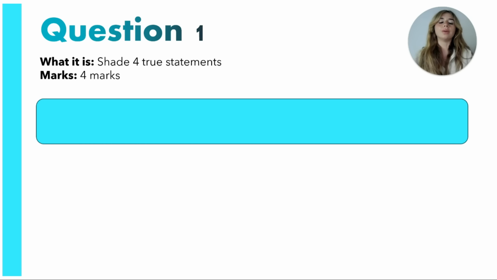So, question 1, what it is. It is shade 4 true statements and the marks, it is 4 marks. This is probably the easiest question on both of the language papers because you don't even have to do any writing. All you're doing is shading it in.